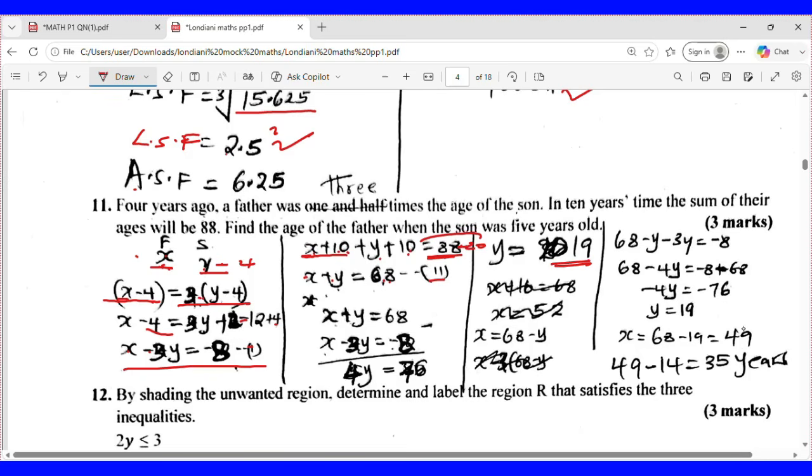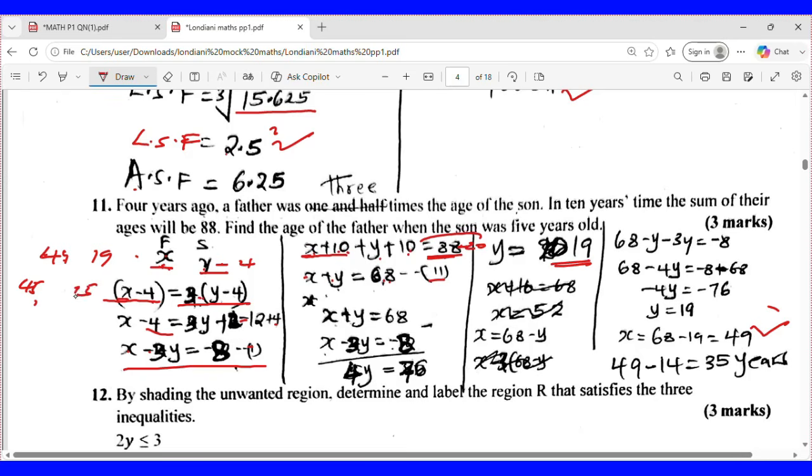68 minus 19, and that gives you 49. So the father today, if it is today, is 49 years, and the son is 19 today. Now let's confirm and check. 4 years ago, the father will be 45. 4 years ago the son will be 15.